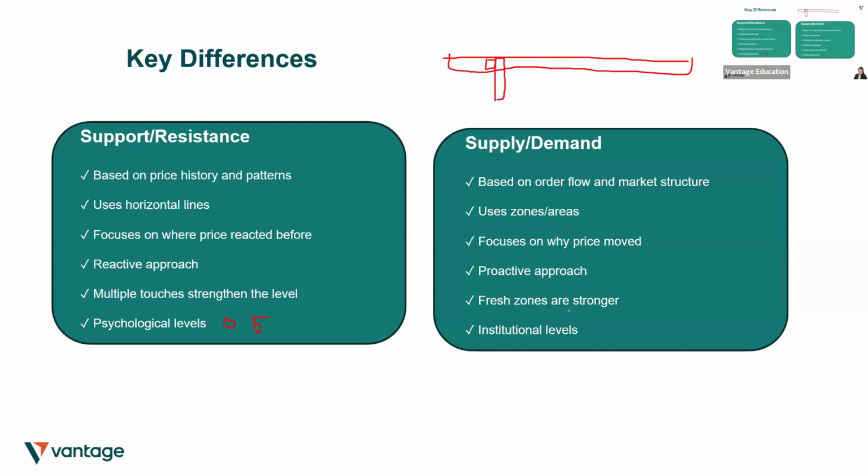Fresh zones are stronger. So whenever you identify a supply zone, when price comes to the fresh zone, you're going to trade. First time it comes, you sell. If price goes back up again, you're not going to sell again. We're going to sell once only. Price comes to the zone, you sell. Goes back up again, you're not going to sell. And this is the level where institutions are waiting to sell.